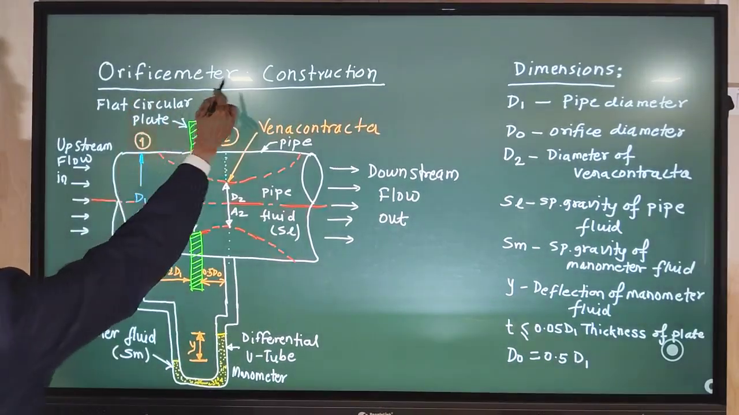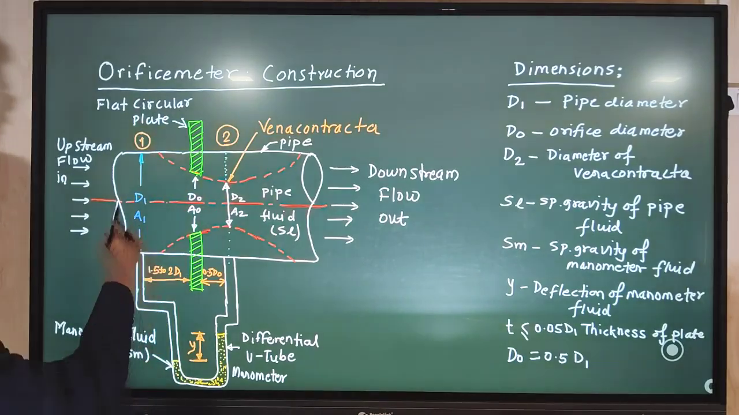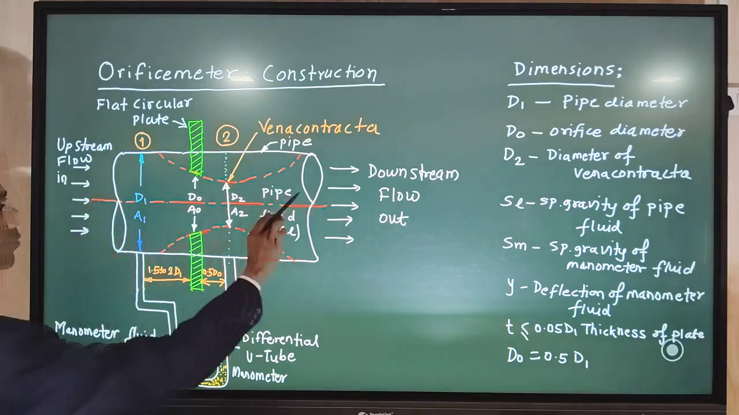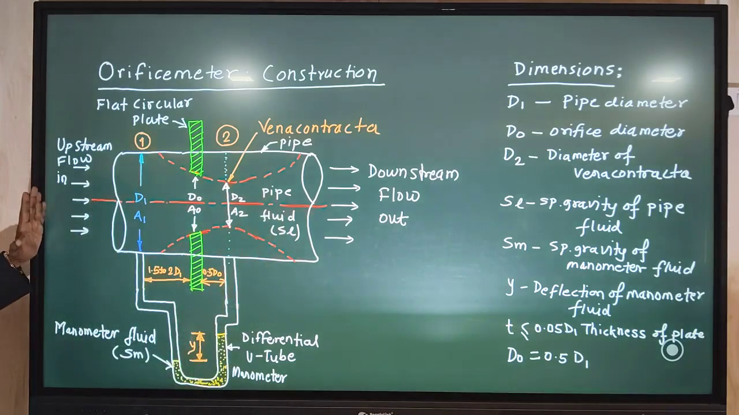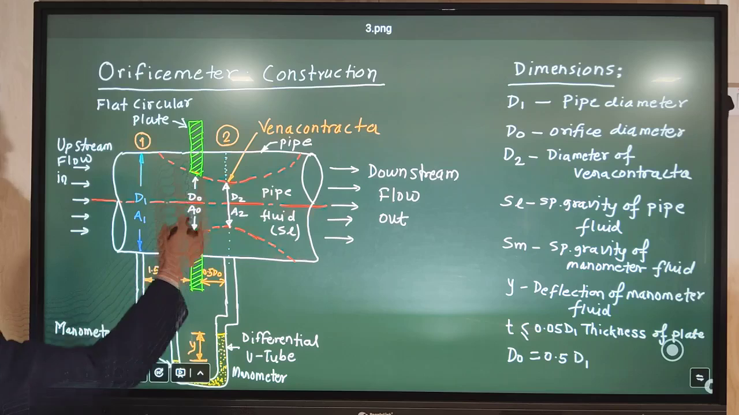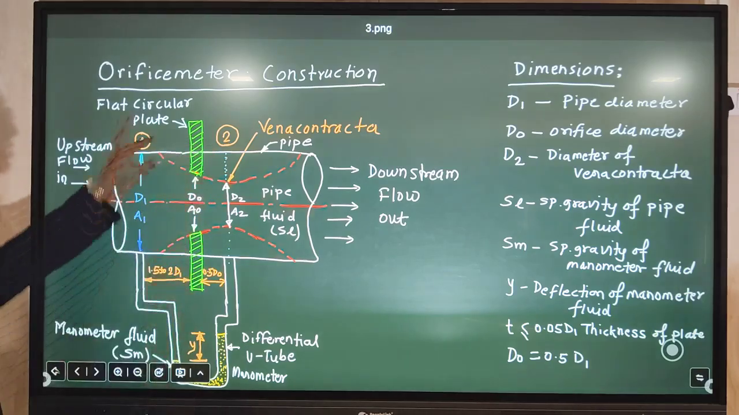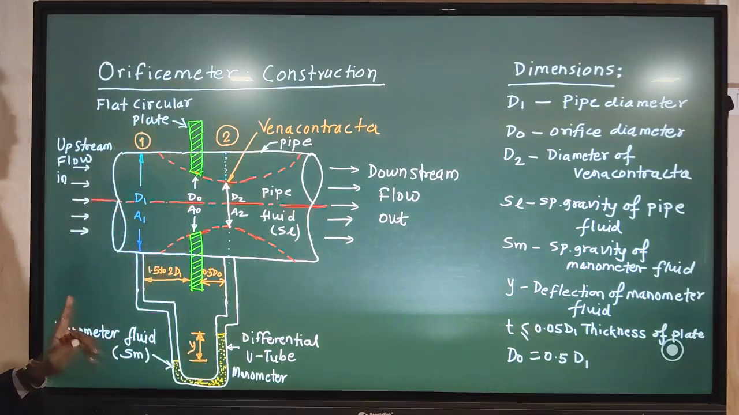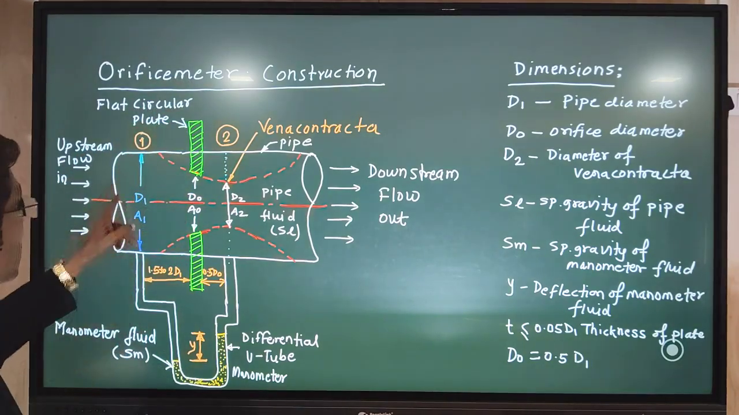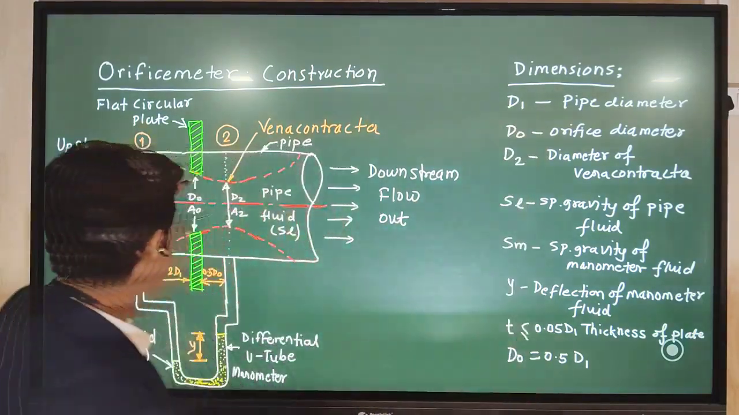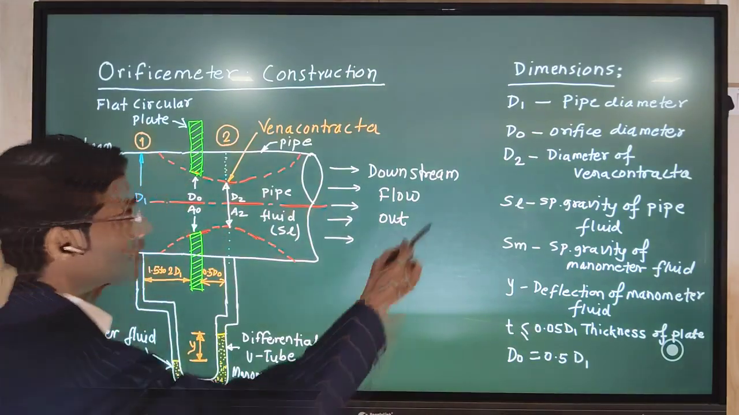Here we see the orificemeter construction diagram. This is a pipe section through which fluid is passing from left to right. This is the upstream part, flow in. This is the downstream part, flow out. In this pipe section, a flat circular plate is inserted. As far as dimensions are concerned, the pipe diameter is taken as D1, and the orifice diameter is taken as D0.